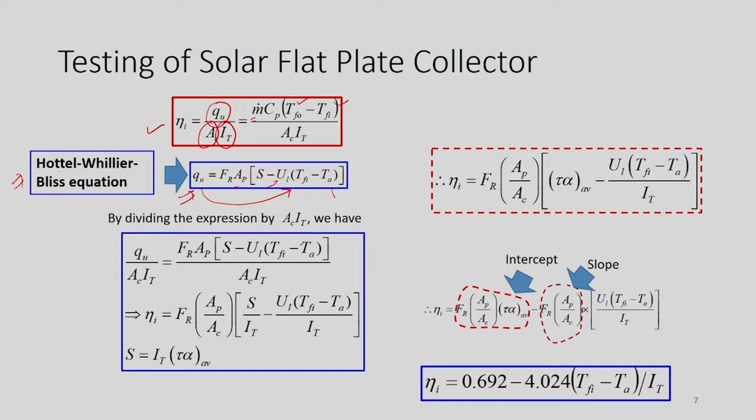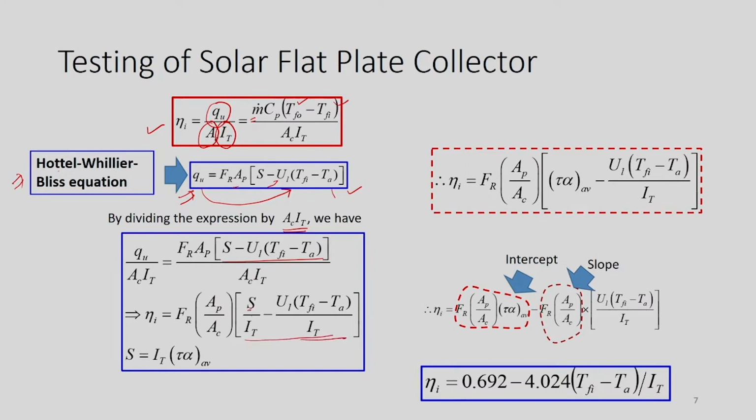Now, we will relate this to efficiency. Because of that, we need to do something. So, we divide this expression by A_C × I_T. Then what happens here? Q_U / (A_C I_T) is equal to F_R A_P and this bracket term divided by A_C × I_T. So, we can bring this side here, then it will be A_P / A_C, of course F_R will be multiplied, then this expression will be something like this.